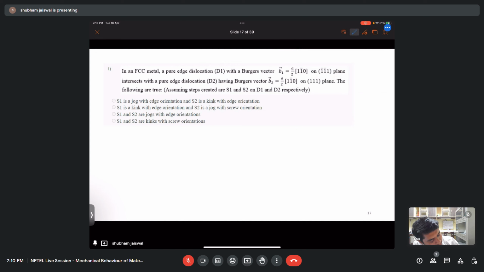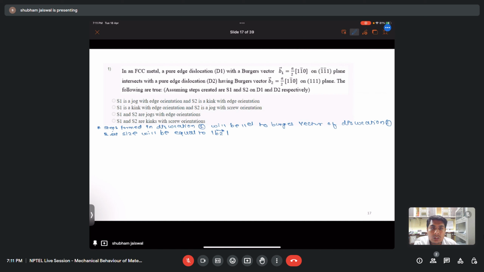So let me write down the concept for you: steps formed in dislocation 1 will be parallel to the Burgess vector of dislocation 2 and its size will be equal to the magnitude of the second Burgess vector. Okay.